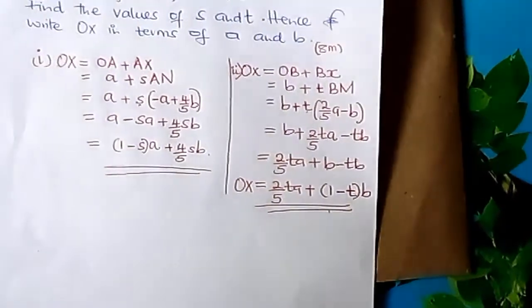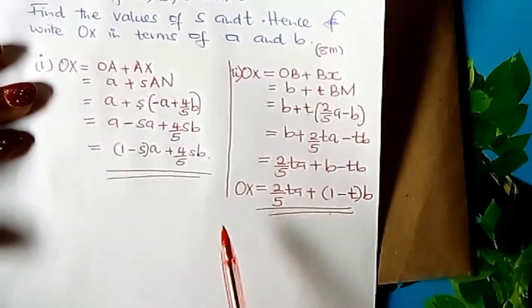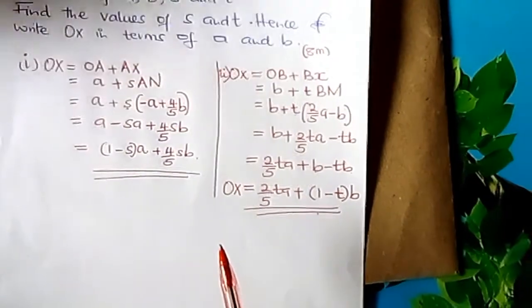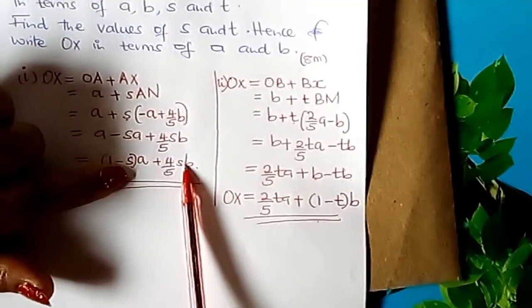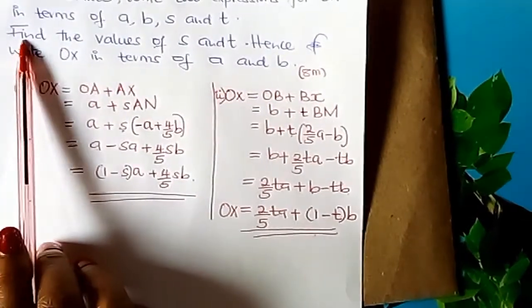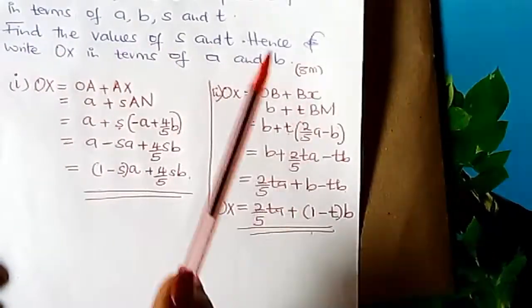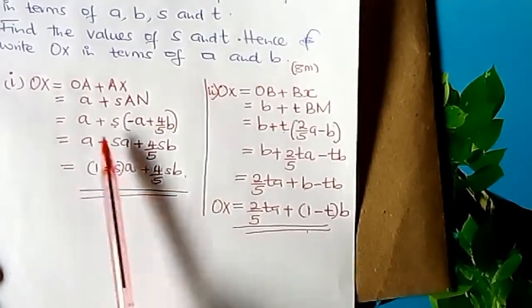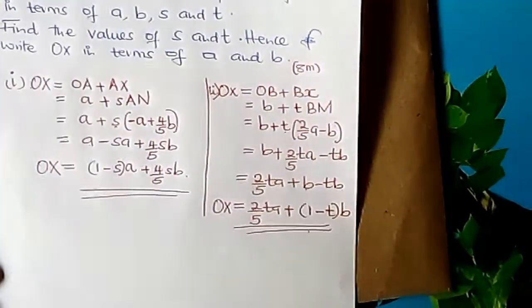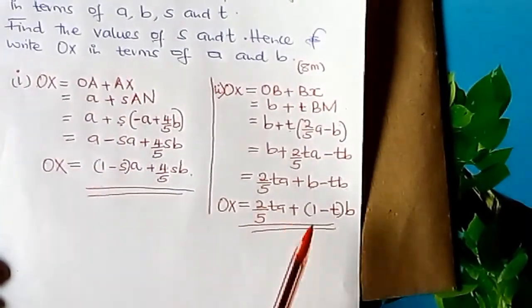From there, Lana, what are you asked? These two expressions have the a's, the b's, the s's, and the t's. They are there. So we go to the second part: find the values of s and t. Yes, you have the two expressions of OX. Then how do you find s and t?